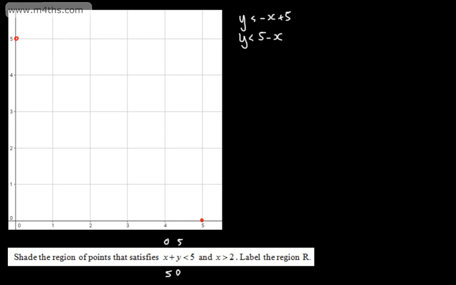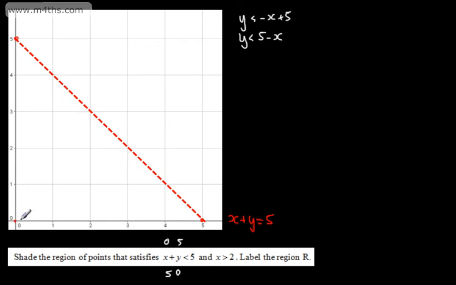So we need a broken line here, and we'll put the broken line on. That's going to be the line x plus y is equal to 5. So let's just put this on here. This is x plus y is equal to 5. So just think about it. If x is 0, y's got to be 5. If y is 0, x has got to be 5. So we want the points now that are less than that. Well, all we have to do at this stage is simply shade below the line.